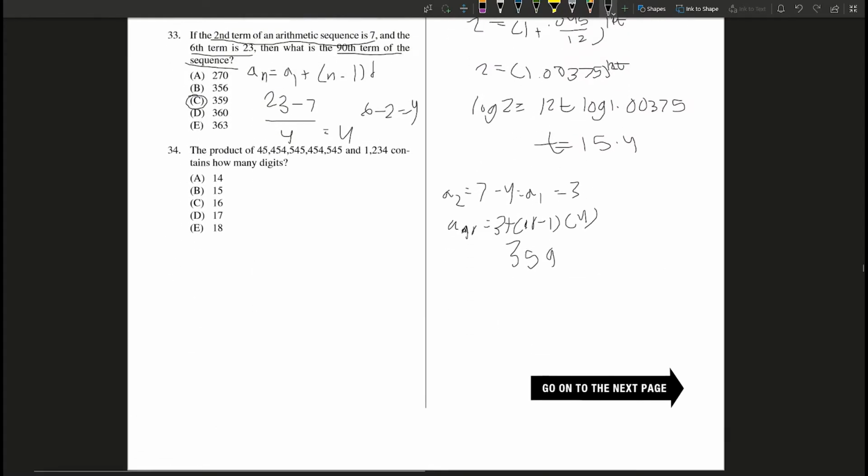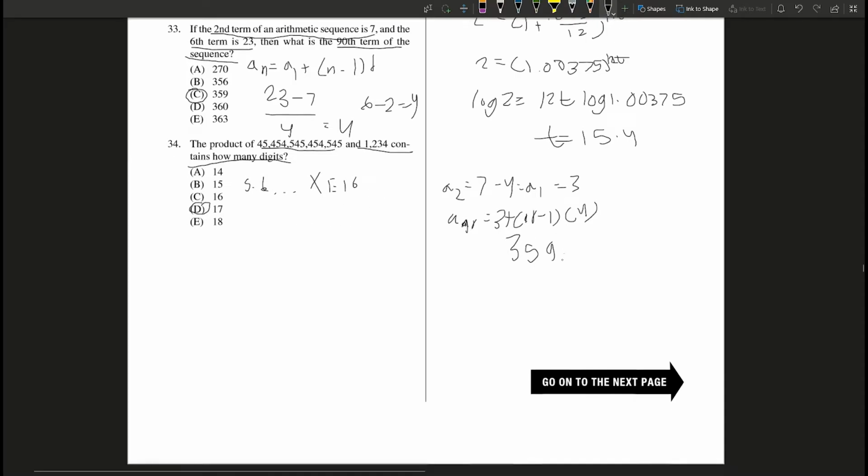So number 34 asks, the product of this number and this number contains how many digits. So all you have to do for this is literally just plug it into your calculator. So times 1, 2, 3, 4. And you should get something in your calculator like 5.6 something something times e to the 16th, which means that it's this one digit and then 16 more digits following. So the answer is going to be 17 because 1 plus 16 is 17.